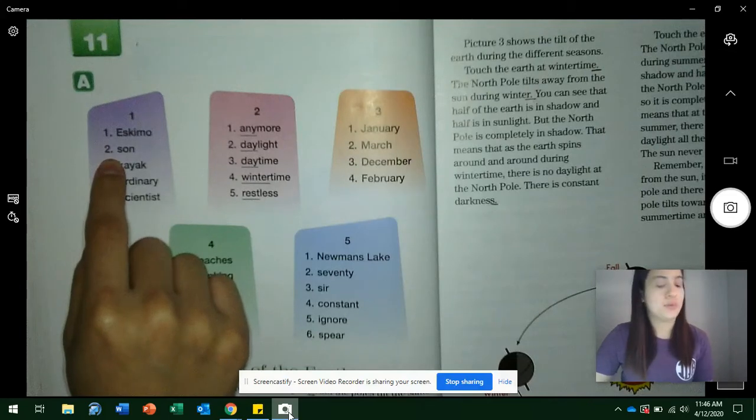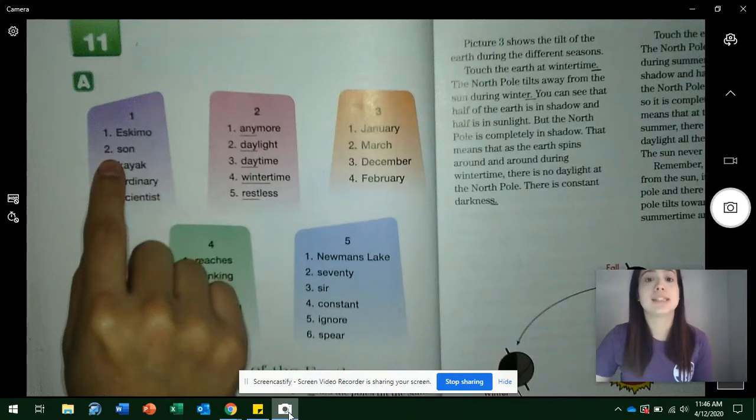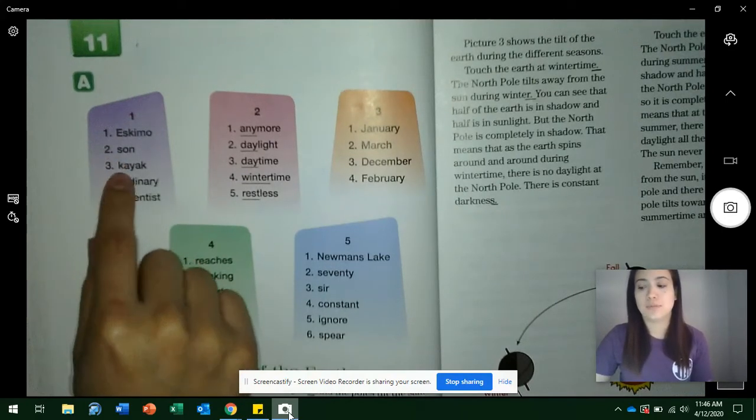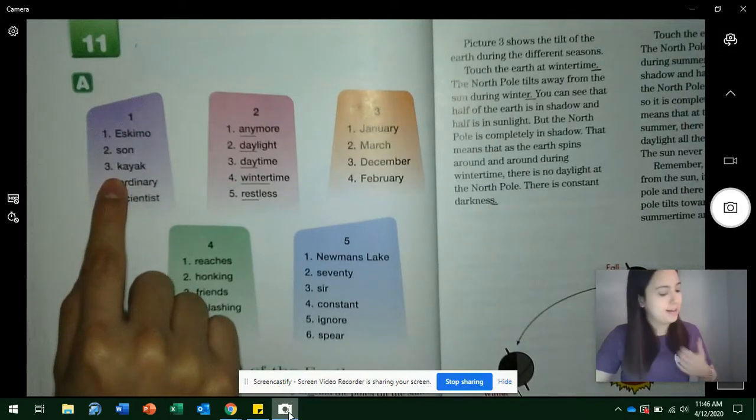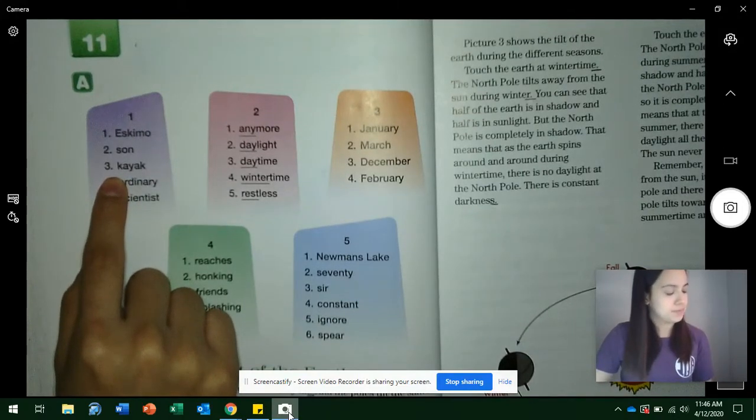Okay, word two. What word? Oh, the word is sun. What word? Yes, spell sun. Get ready. Awesome. Word three. The word is kayak. What word? Yes, kayak. Spell kayak. Get ready.